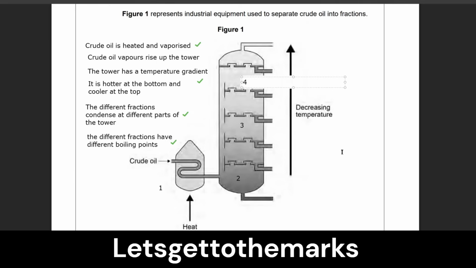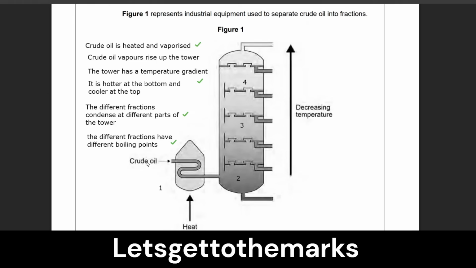That means that the fractions are going to turn back from a vapor into a liquid at different parts of the tower. So we're working our way across by saying the crude oil is vaporized into a gas. The gases rise up the tower. It's at different temperatures. So the different fractions will condense at different parts of the tower and come off as liquid. And the reason is because they each have a different range of boiling points or different boiling points. Coolio, that's your 4 marks.